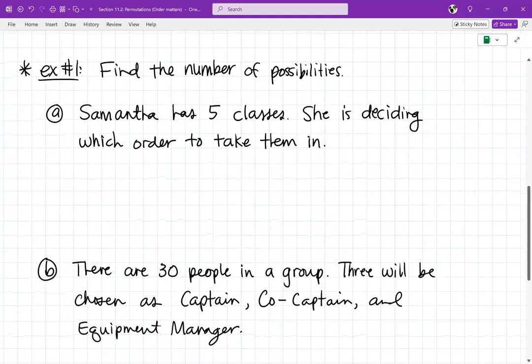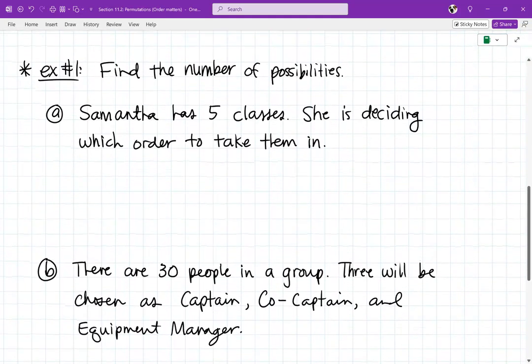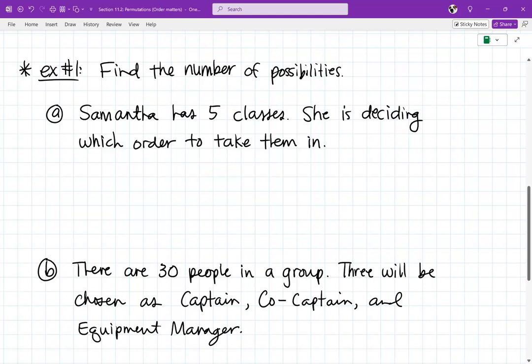I think I've got 4 examples total, A, B, C, and D. I want to know the number of possibilities. Part A says Samantha has 5 classes. She is deciding which order to take them in. That's a not too specific statement, but she has 5 classes and has to figure out how to organize them. How many classes is she organizing? 5. So she has 5 classes and has to pick 5 of them to organize. So 5 pick 5, so 5 permute 5.